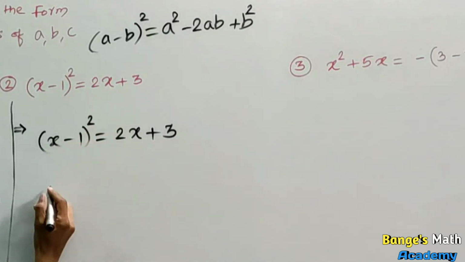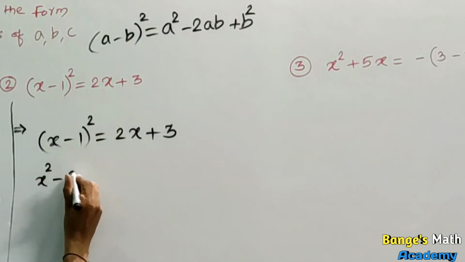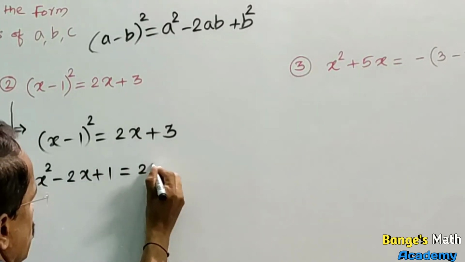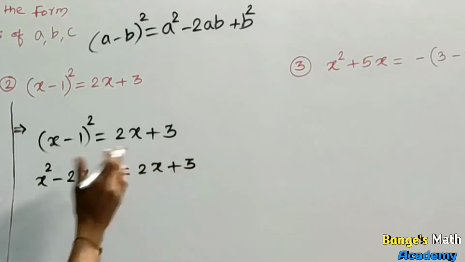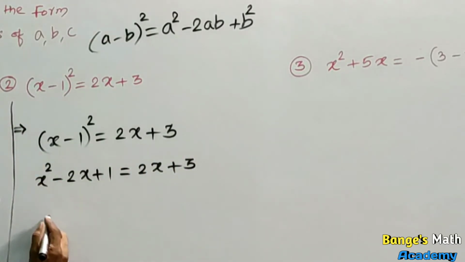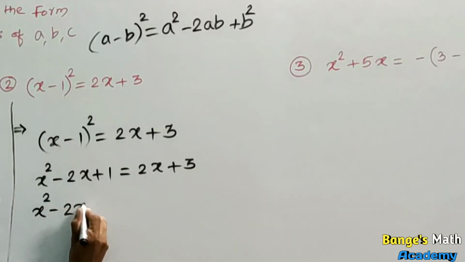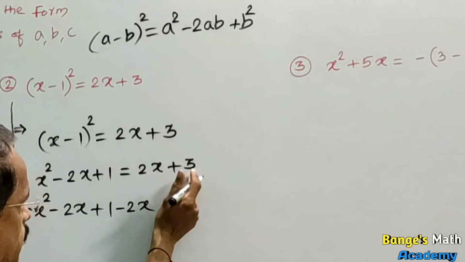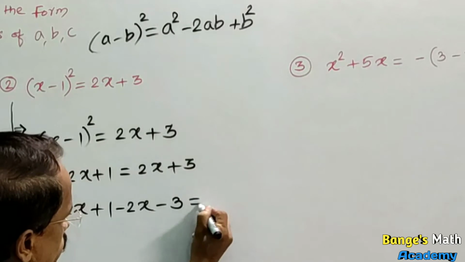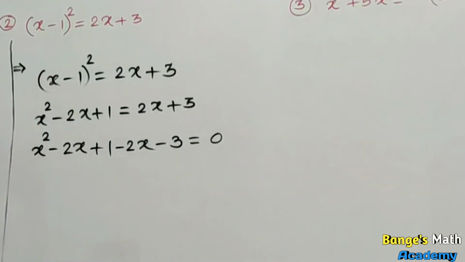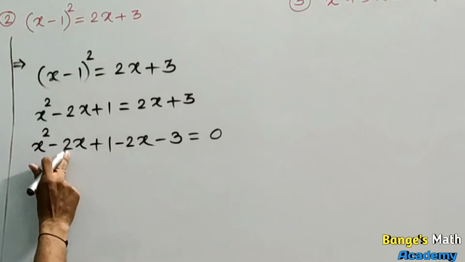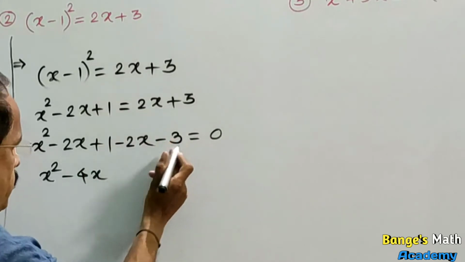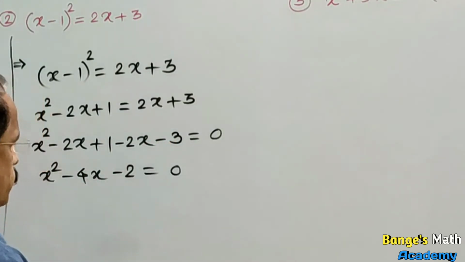So x minus 1 bracket square is equal to x square minus 2x plus 1 square, means 1, is equal to 2x plus 3. Then transfer 2x plus 3 to LHS: x square minus 2x plus 1, transfer plus 2x to LHS, it becomes minus, transfer plus 3 to LHS, it becomes minus, is equal to 0. Then simplify this: x square minus 2x minus 2x is minus 4x, plus 1 minus 3 is minus 2, is equal to 0.